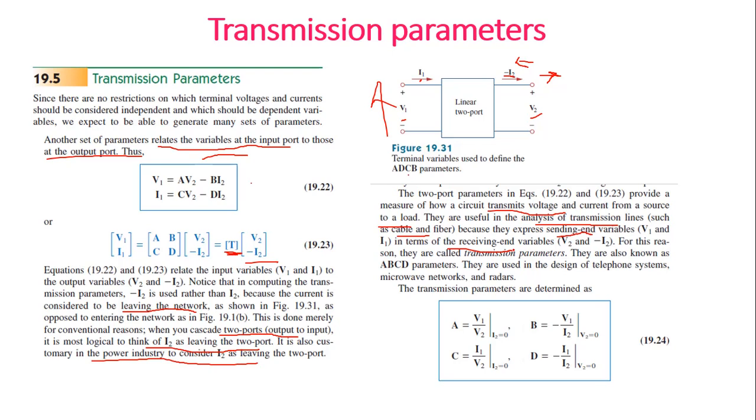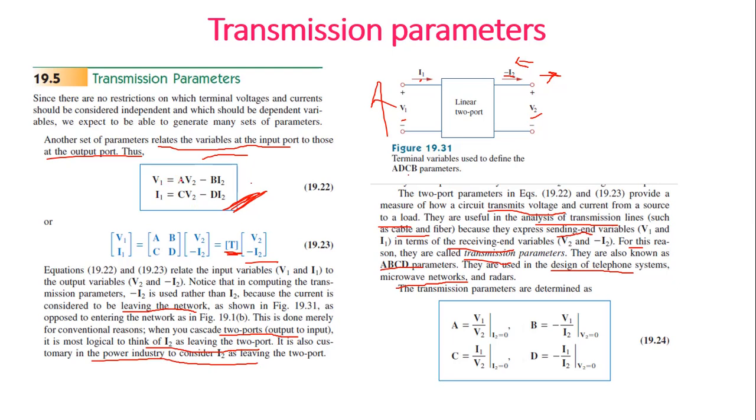So this is mainly used in the analysis of transmission lines, because we will be relating the input parameters with the output parameters, that is V1, I1 and V2, minus I2. This is the reason why it is called transmission parameters, because we are transmitting from the input end and receiving at the output end in terms of these parameters. They are also known as ABCD parameters, and they are used in the design of telephone systems, microwave networks and radars.